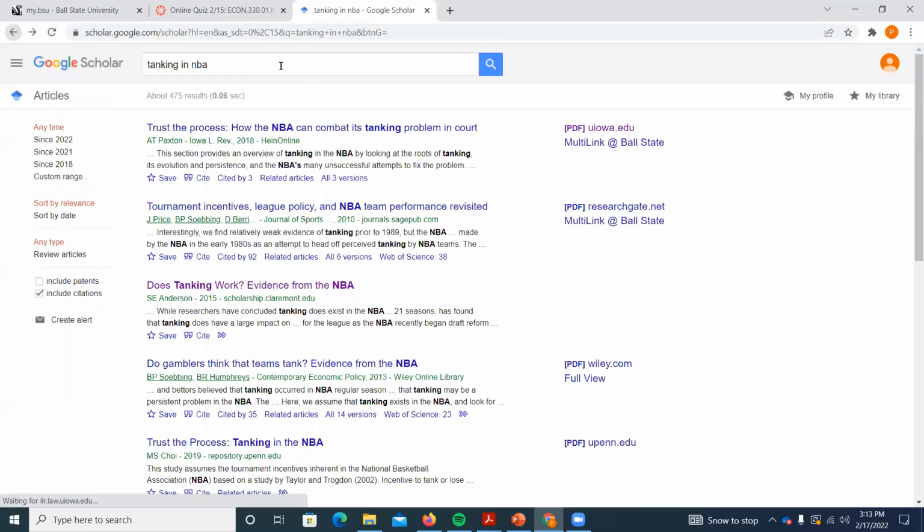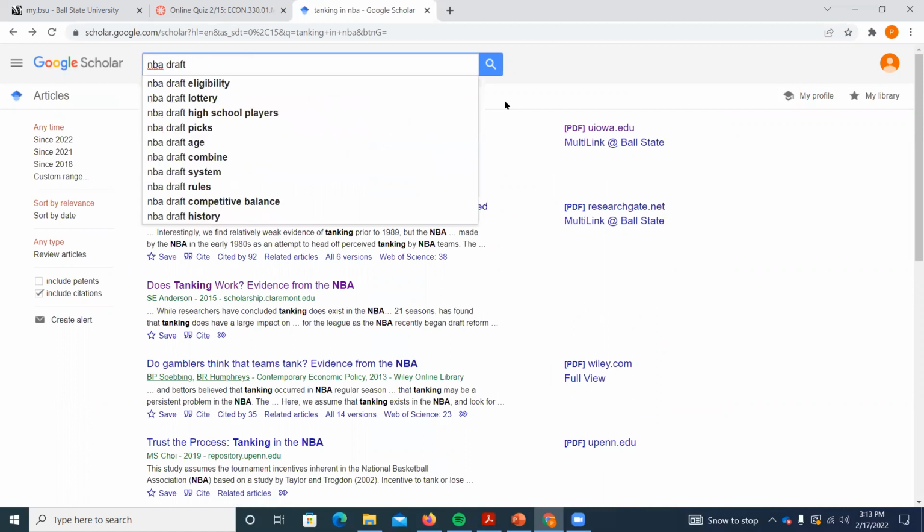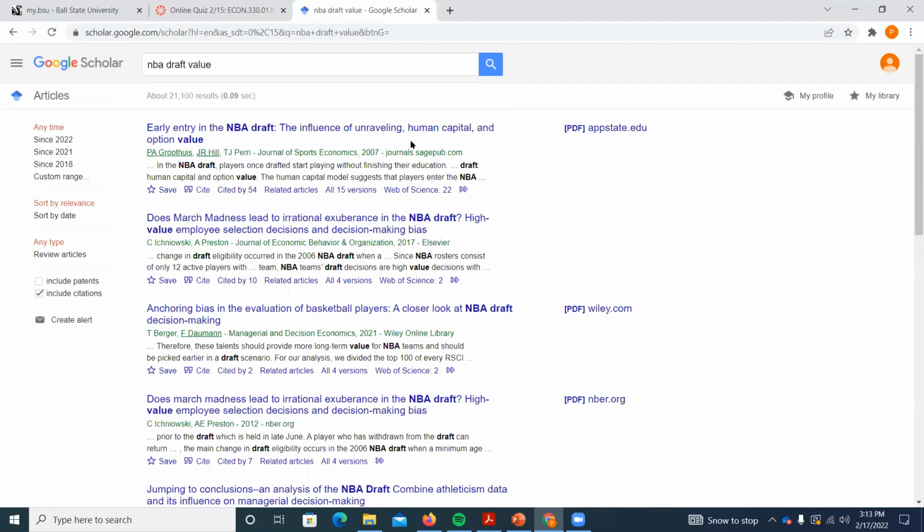So maybe instead of tanking, we could have even used that valuation of the draft paper. So you could do something like NBA draft value or something like that. I'm sure there's been one there. So maybe there's something about decision-making and how people are choosing different players in the draft, just things that are somewhat related. They don't have to be exact, right? So try to use terminology or phrases that are really close to your question, and maybe search also across different leagues. That's another good way to do that. Or just use general topics.